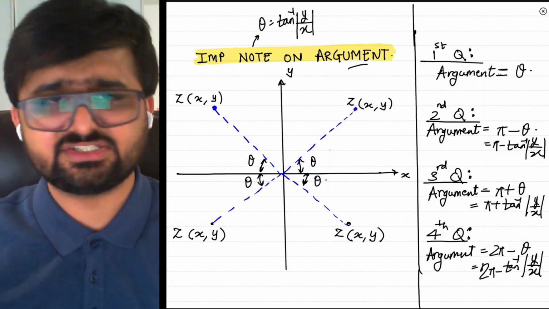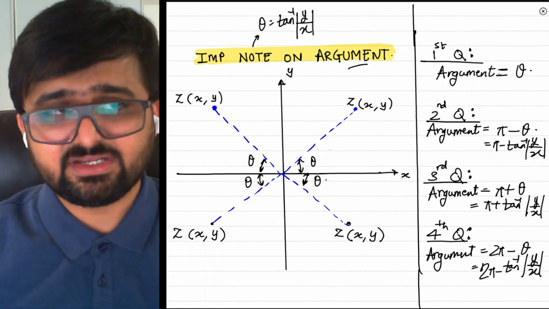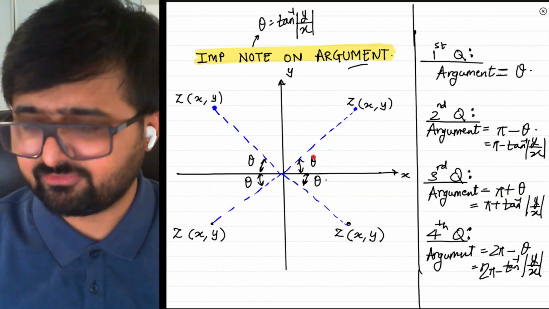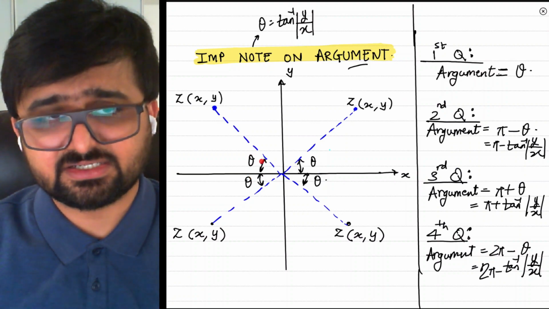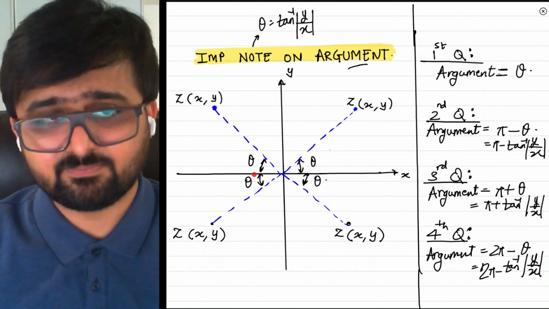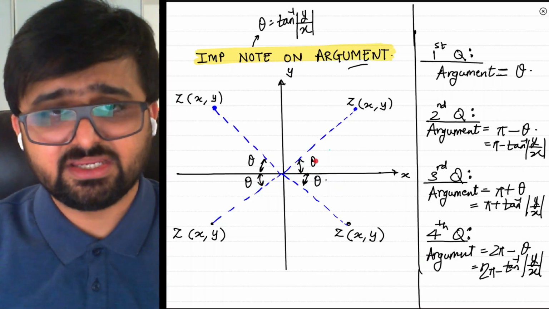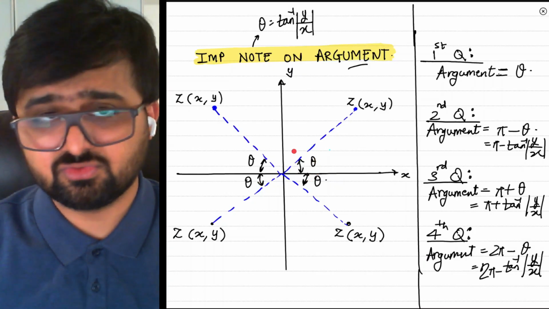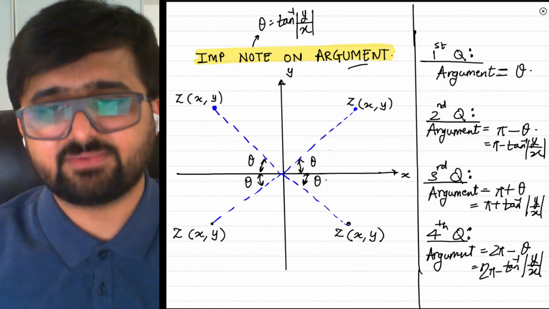Note that theta doesn't change. Theta is always tan inverse mod y by x. But the argument is not always theta. Argument in the first quadrant is theta. In the second quadrant, it is pi minus theta. In the third quadrant, it is pi plus theta. In the fourth quadrant, it is 2 pi minus theta. Okay, and theta is always tan inverse mod y by x.